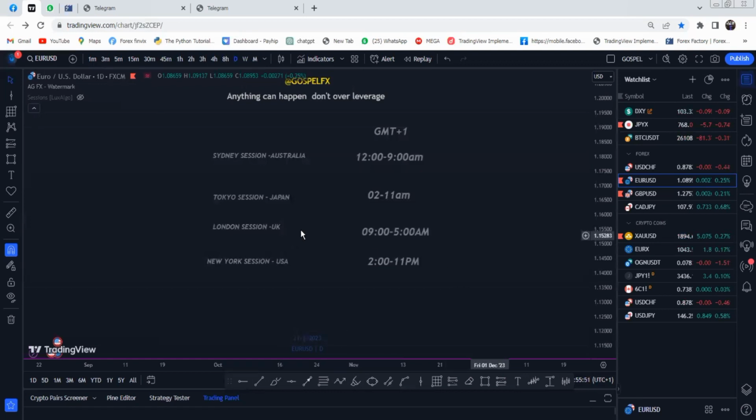Now we have the London session. The London session here opens at 9 and closes at 5. This is actually the time where the banks open, and so transactions start to go on, and then they close at 5. Now, the New York session opens at 2. There is something very important here. Like I said, these are the most traded sessions. These two sessions are the most traded sessions in Forex.